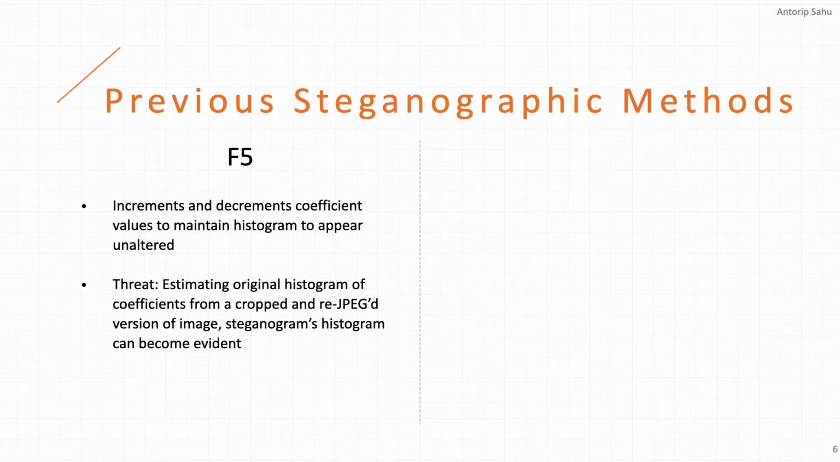The author discusses two previous steganographic methods. First, F5. In the case of F5, instead of flipping the least significant bits to encode the image, F5 increments or decrements the coefficients to maintain the histogram. However, the change is detectable by estimating the original image from a cropped and re-JPEG'd version of the image. Therefore, the differences between the steganogram's histogram and the estimated original's histogram become quite evident. F5 is hence prone to marginal statistical attacks.